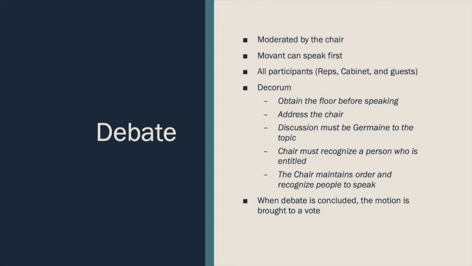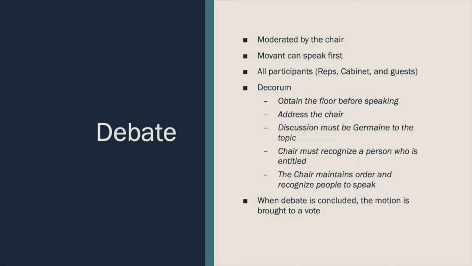All participants at forum can participate in debate. So only reps can make motions and vote, but everyone can raise their hand and wait to be recognized by the chair and can then speak. When you're speaking, you must obtain the floor before speaking, so you cannot cut off other people. You must keep your remarks pointed towards the chair.